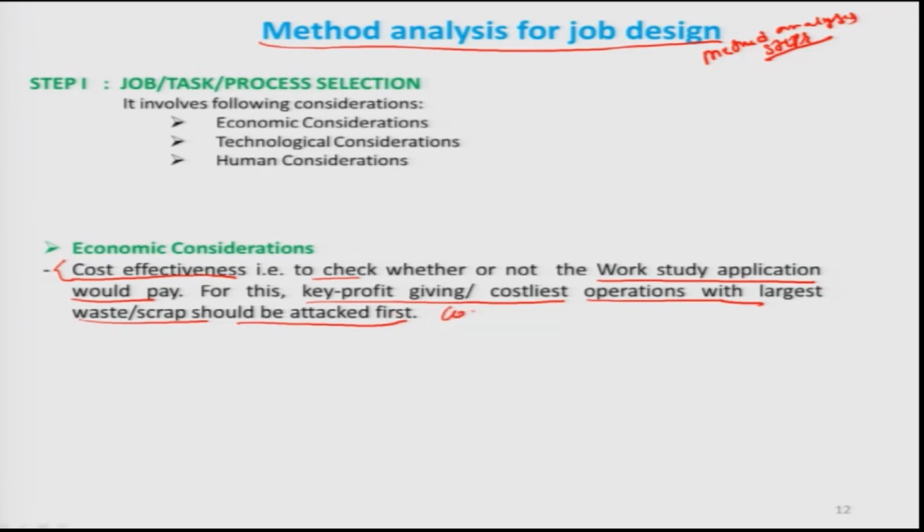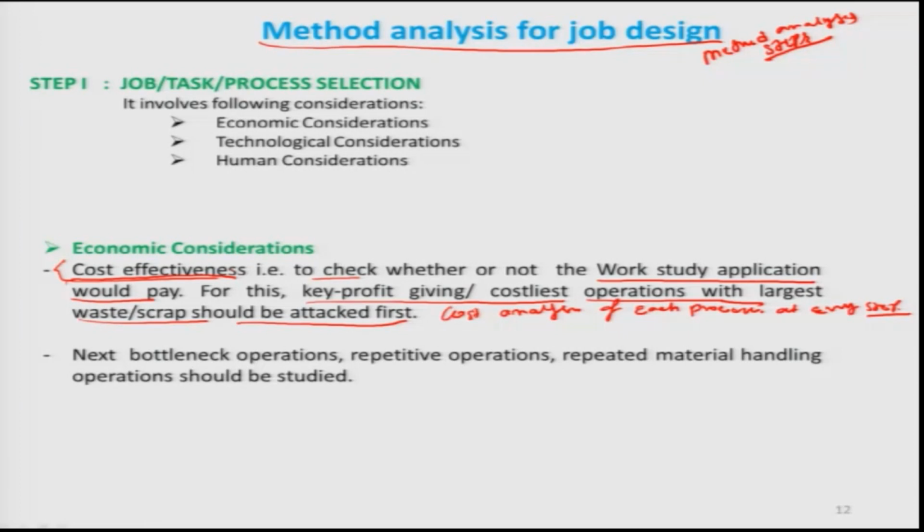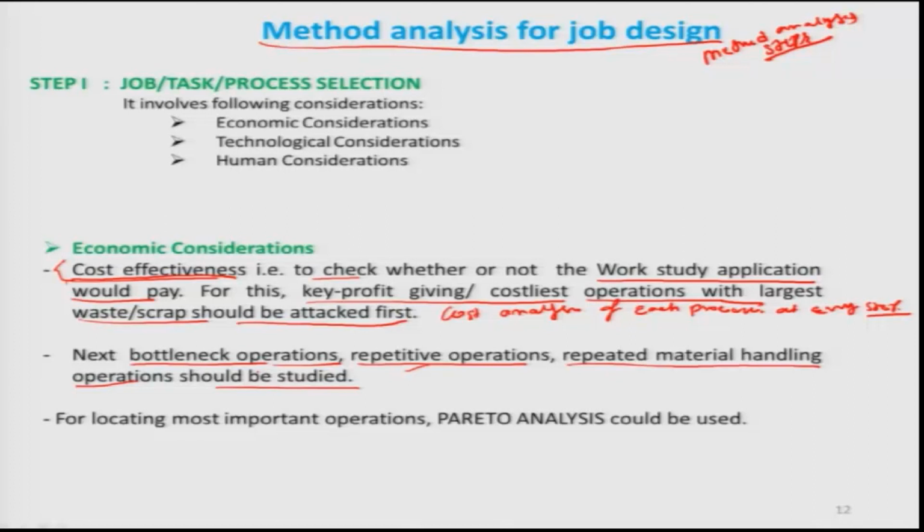Here you will have to do cost analysis of each process at every step, then only you can make a system more cost effective. Next, after analysis, bottleneck operations, repetitive operations, repeated material handling operations should be studied, and if necessary, repetitive operations should be minimized or removed. For locating the most important operation, Pareto analysis could be used. Again this is a technical tool for analysis, and I will explain later.